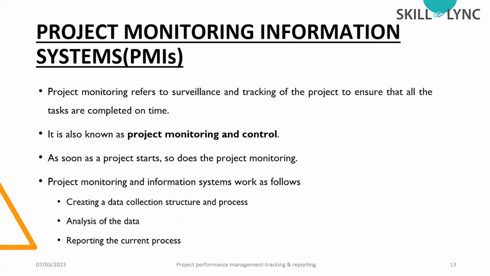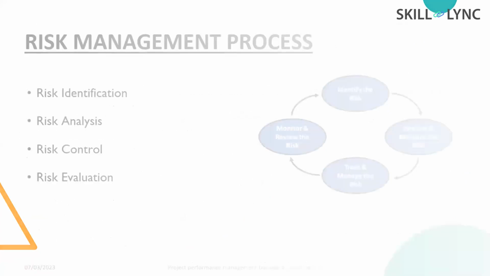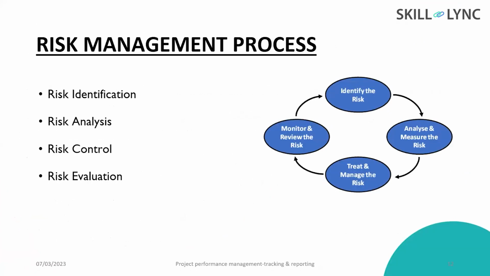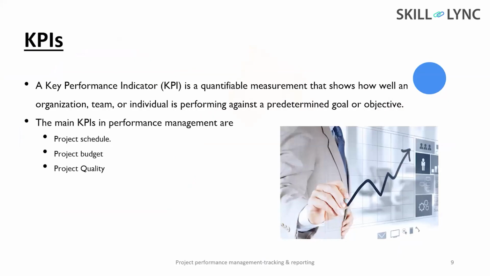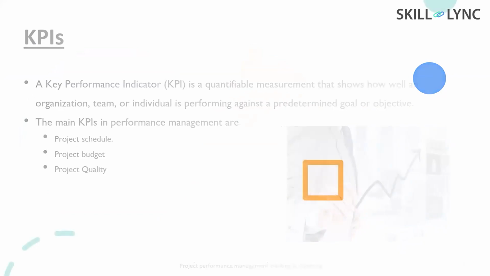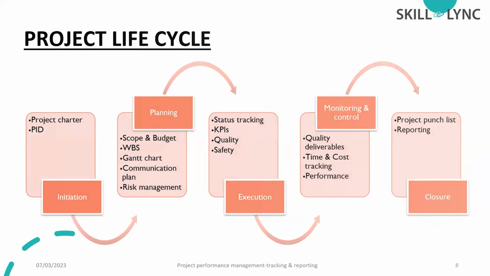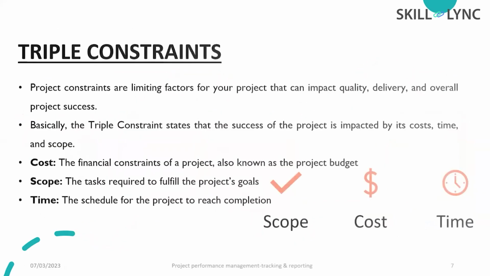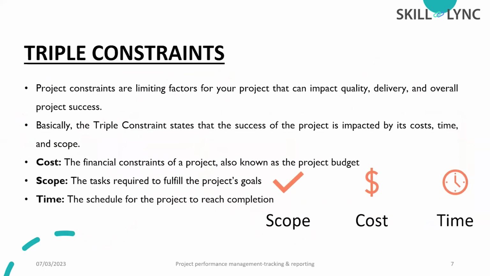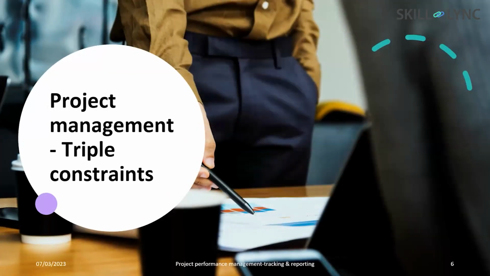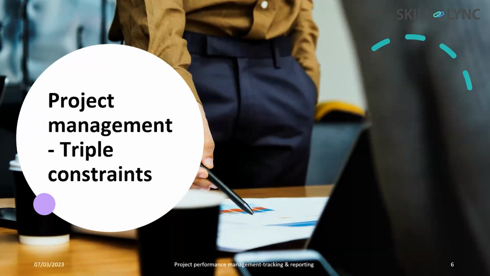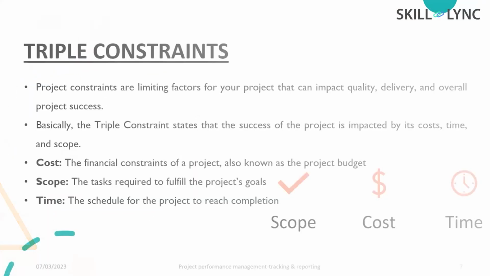First we learned what project management is, then the importance of project management in the construction industry. Then we learned what project performance management is, why we are doing performance management, and the purpose of it. Next we learned the triple constraints, the factors we need to consider while doing performance monitoring and controlling: cost, scope, and time.